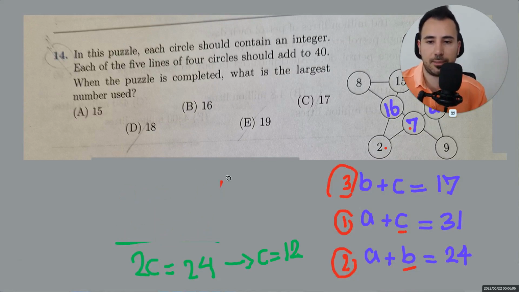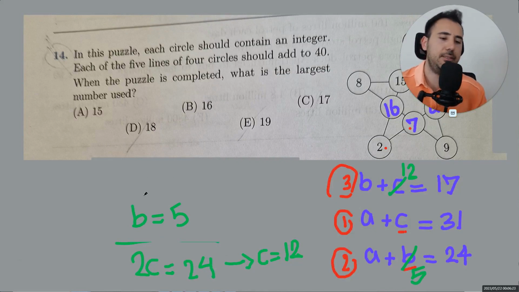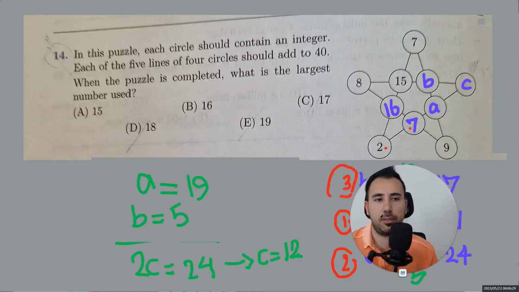So we got C. Maybe it's the largest number. We don't know. If C is 12, well, B is 5. B is very small. If B is 5, well, A is 19. So we wanted the largest one. The largest one is this one over here. It's 19. So the answer is E.